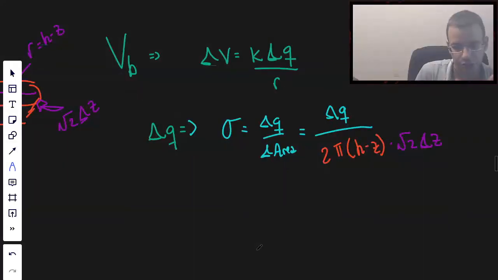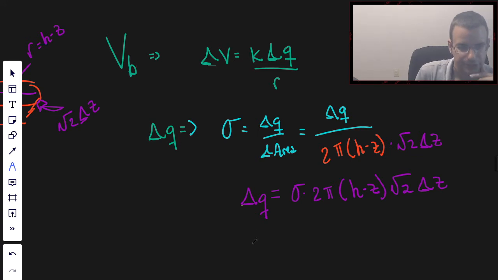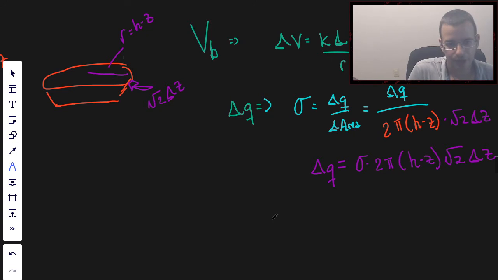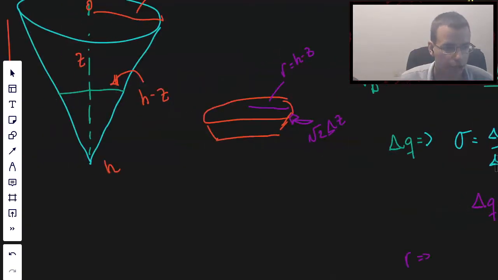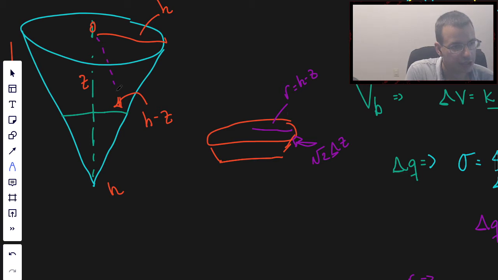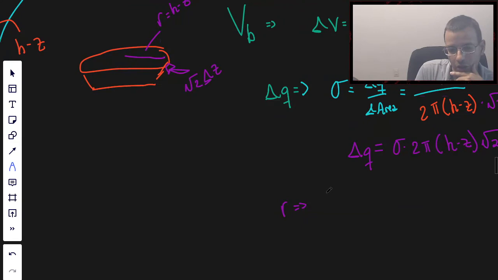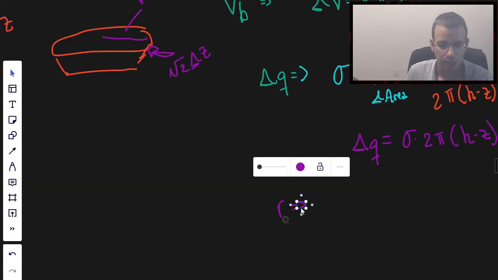Excellent. All right, so solving for delta q equals sigma 2 pi (h minus z) square root of 2 delta z. Now we need to find r. Because we want to do voltage is k delta q over r. So r is going to be this radius right here. And that radius is going to be the square root of z squared plus (h minus z) quantity squared. So I can probably just write this up right here.